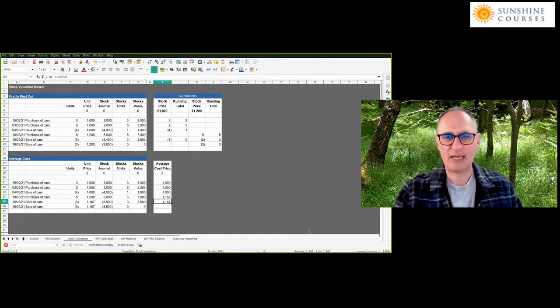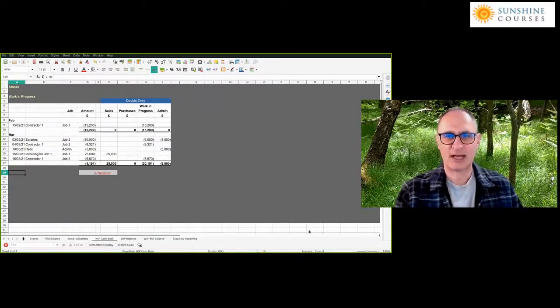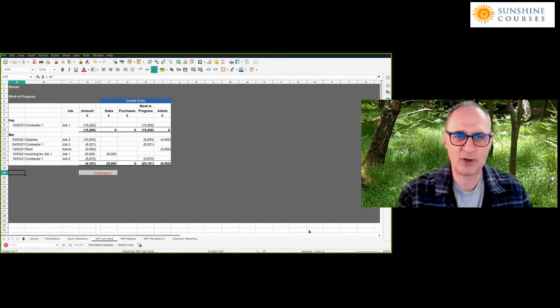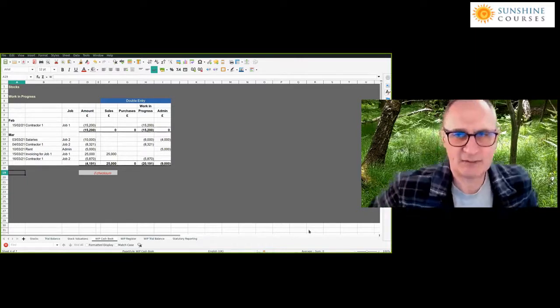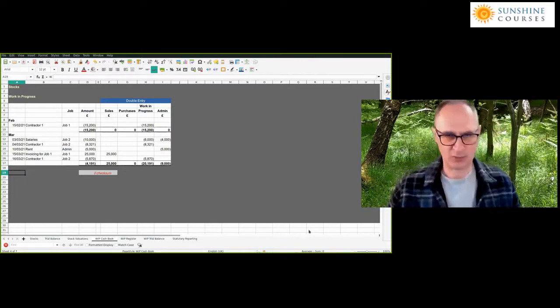Okay, we're near the end of this session, and I want to talk a little bit about this strange type of stock called work in progress, about how you value it, and a tiny bit very briefly about statutory reporting.